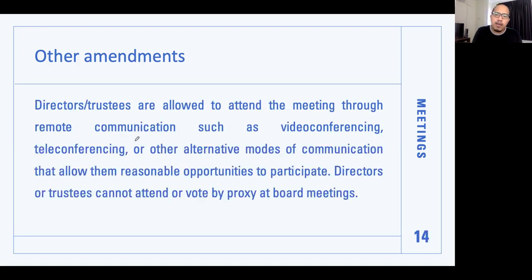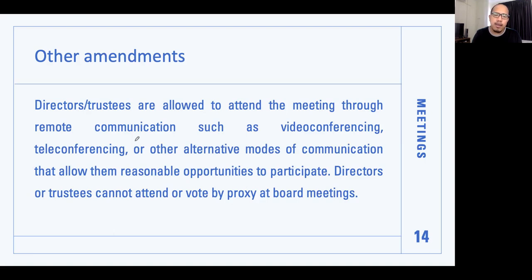Directors or trustees are allowed to attend the meetings through remote communication such as video conferencing, teleconferencing, and other alternative modes of communication that allow them reasonable opportunity to participate. Maybe you let them attend, but they cannot hear. You let them attend, but they cannot see. You let them attend through remote communication but there is no soft copy of the documents. Documents are being discussed but not projected on the screen. How will they know? How can they actively and intelligently participate? They have no idea what is happening. So there should be a reasonable opportunity to participate. Not that you let them attend, quote unquote, but your letting them attend is worthless.